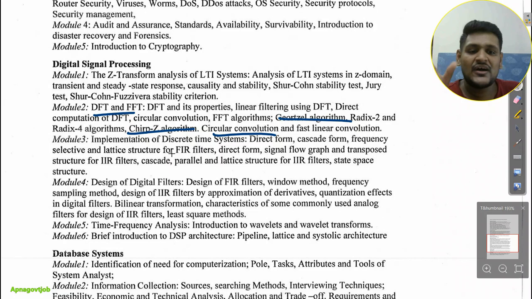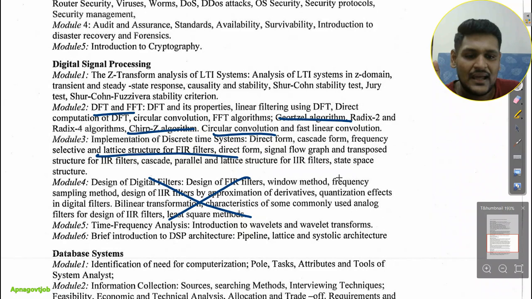FIR filter, IIR filter, leave this, no time. Design of digital filters, you can leave this. Time frequency analysis, leave this, no need, they will not ask, okay?